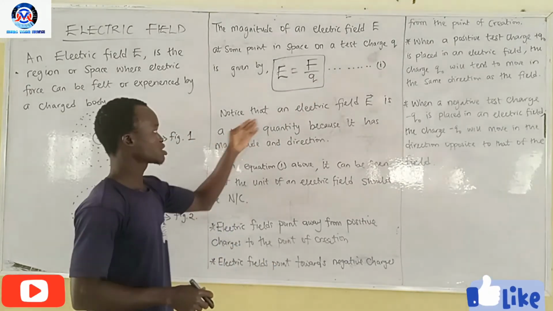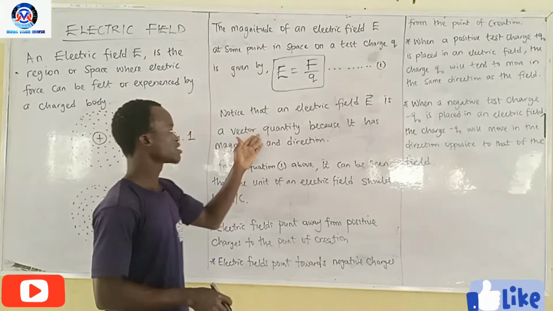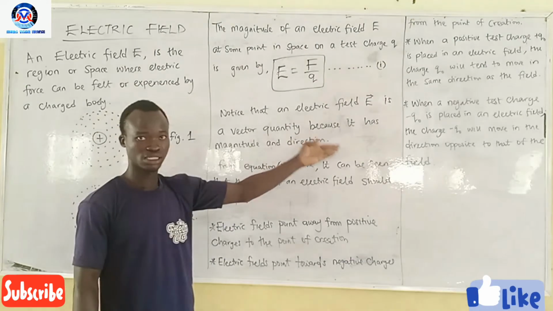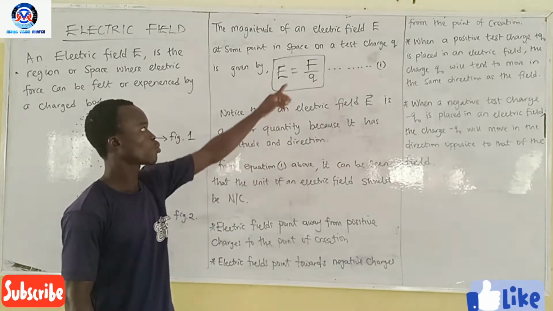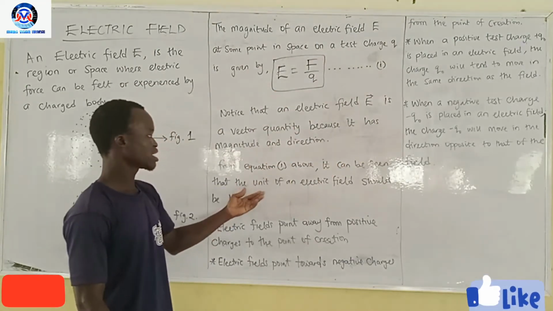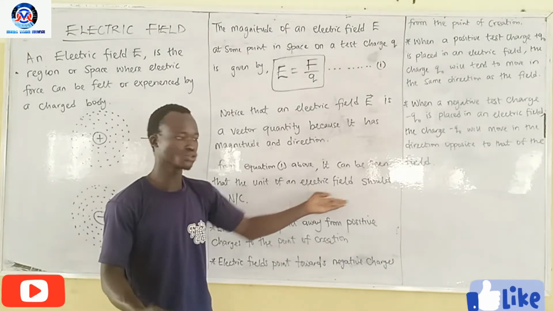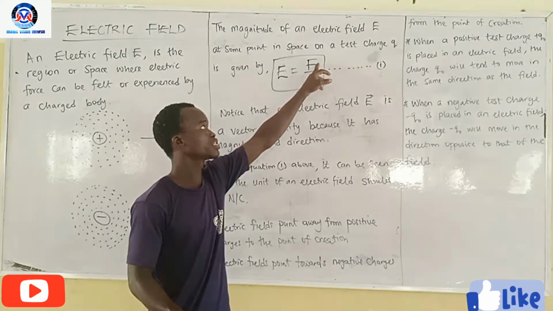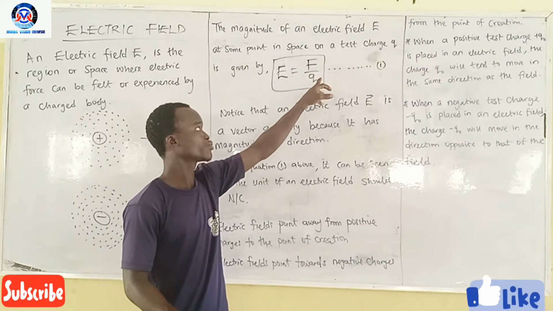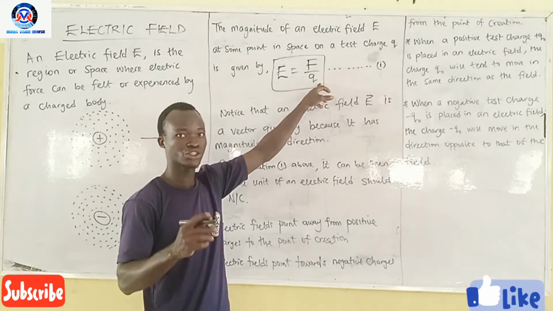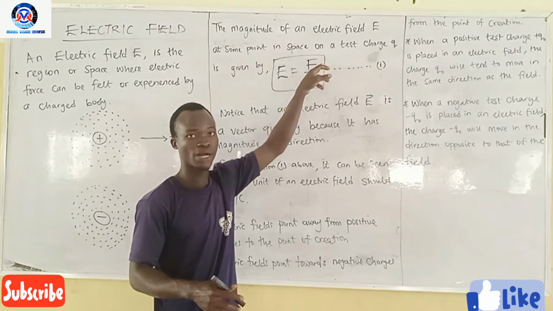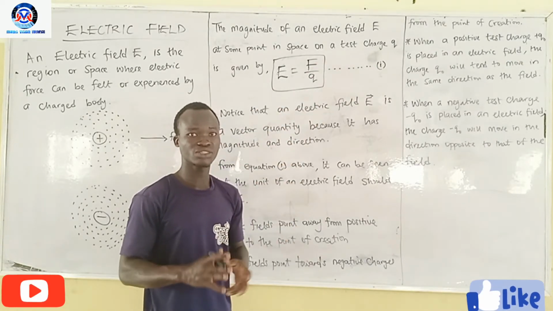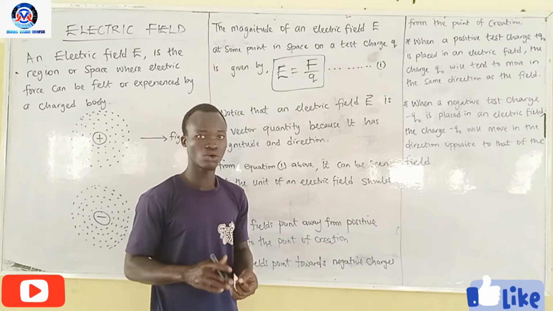Notice that an electric field E is a vector quantity because it has magnitude and direction. From equation 1, it can be seen that the unit of an electric field is Newton per coulomb, because the unit of force is Newton and the unit for a test charge is coulomb. So the unit of an electric field is Newton per coulomb.